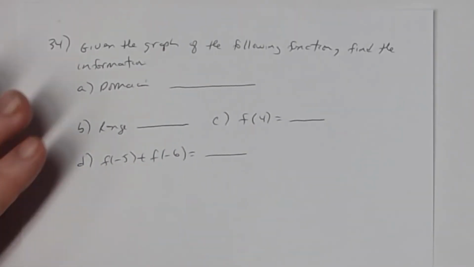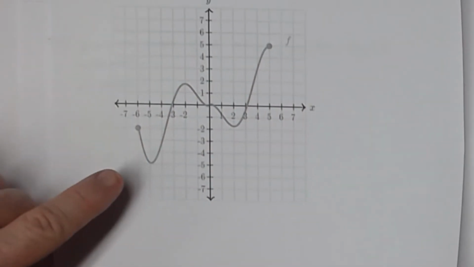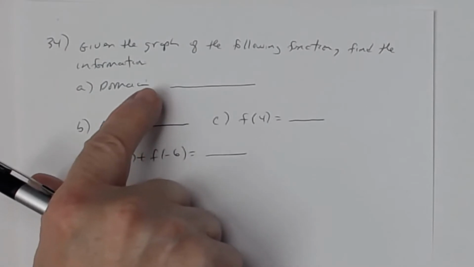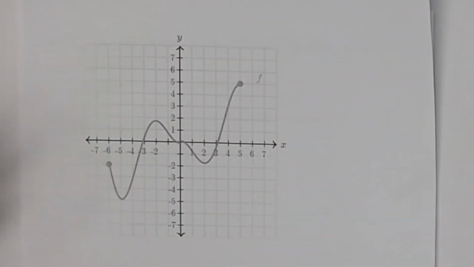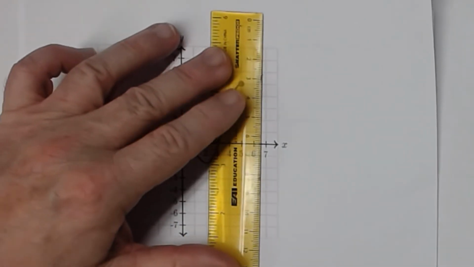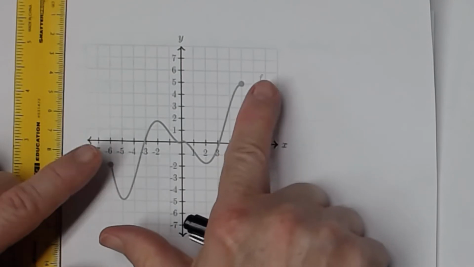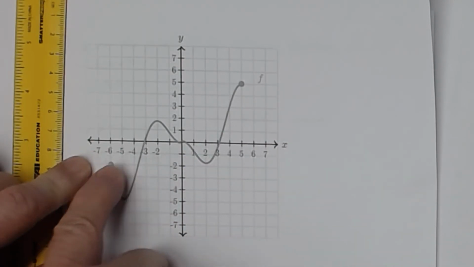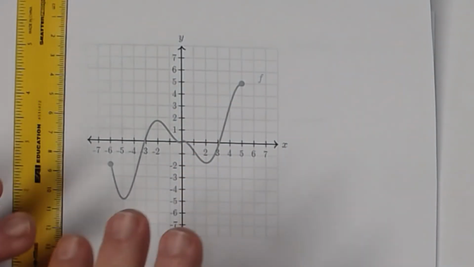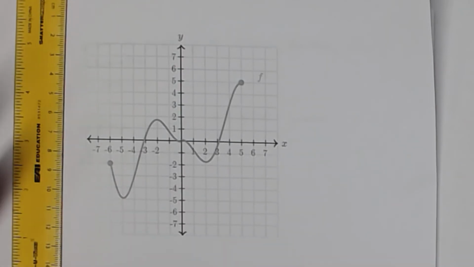34 says, given the graph of this function right here, function f. So you're given this graph, you want to find this information. So first of all, you want to find the domain. Now remember, when finding the domain, you're going along the x-axis like this. That's how you're doing this. I want you to notice, though, there are no arrows on the ends. You have a closed circle and a closed circle. So since there are no arrows on those ends, you're not going to use infinity or negative infinity at all.